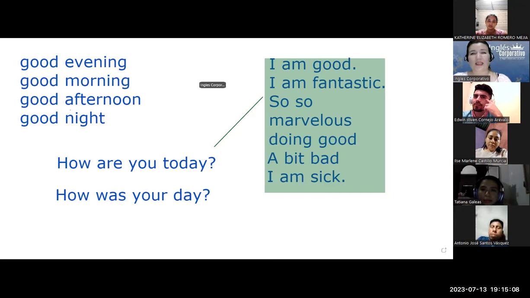Edwin Steven, qué lindo, ayudándome ahí en el chat. Ya, Joanna creo que ya solventó el problema, ¿verdad? Ya nos puedes escuchar. Yes. Okay, good, very, very good.